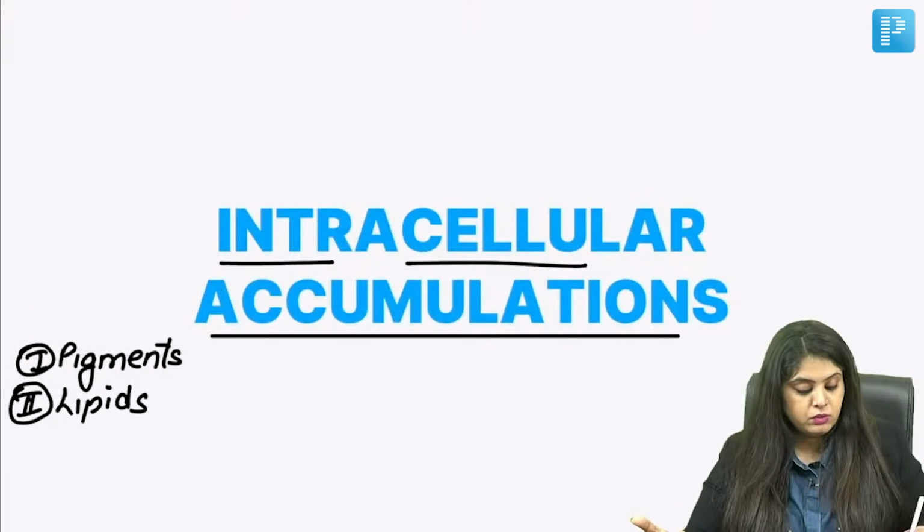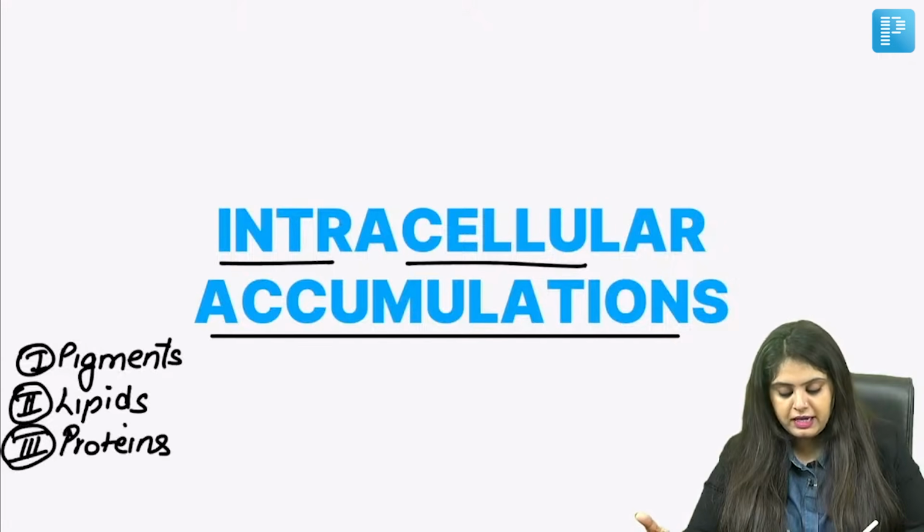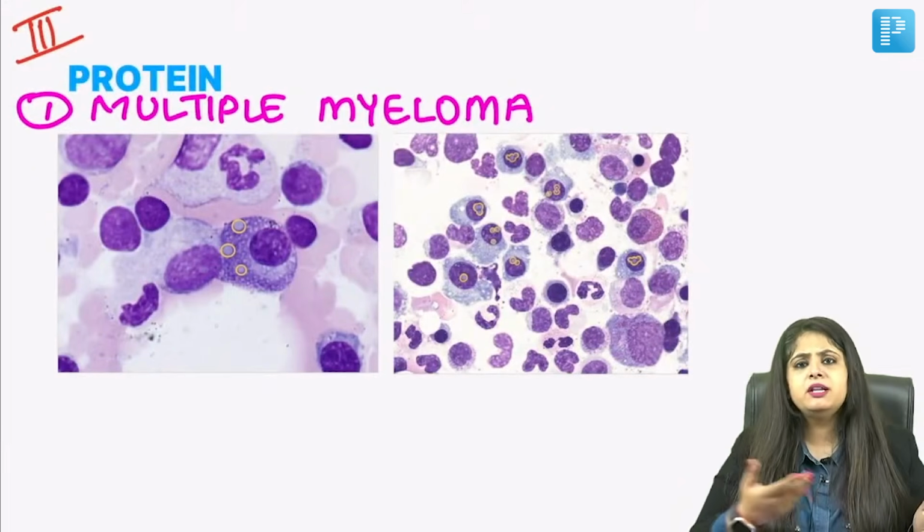Coming to the third thing, repeating. Pigments ho gaye, lipid ho gaya. Coming to the third thing, what else can accumulate? These are going to be the proteins. Are you ready for it? Now after this, you will realize कि topics छोटे छोटे छोटे होते जाएंगे. Pigment was big, lipid was big. Protein में बस 3 example.